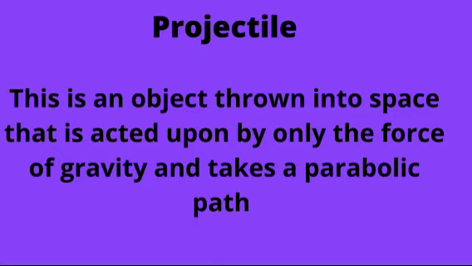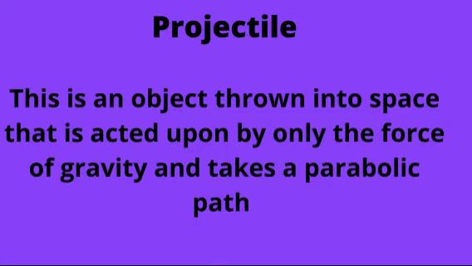Then we go to projectile. A projectile is an object that is thrown into space and acted upon by only the force of gravity, which takes a parabolic path. So a projectile is the object that you throw that takes a parabolic path. In the next slide, you will see what a parabolic path looks like.